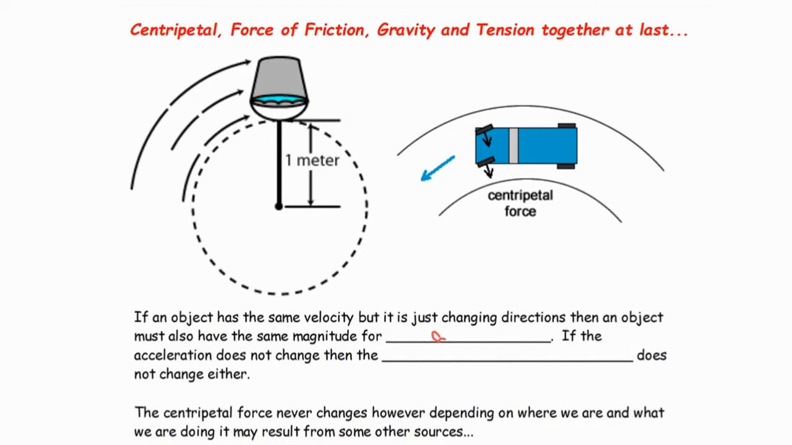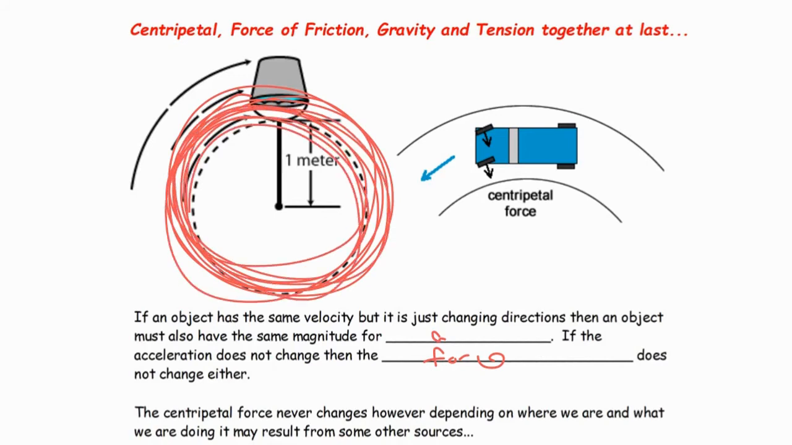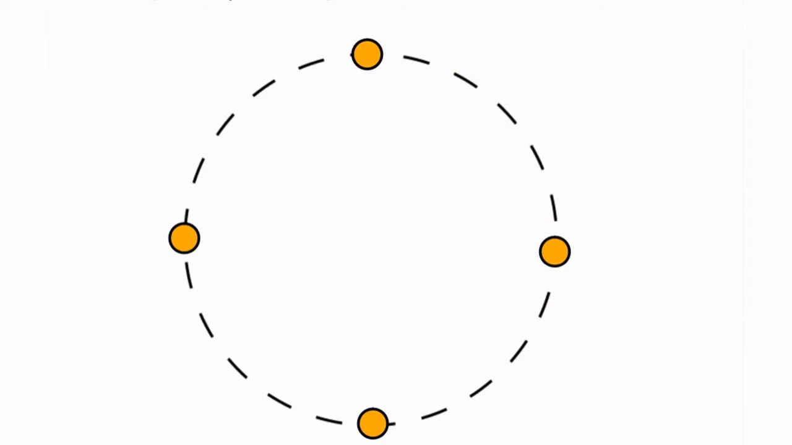If the acceleration does not change, then the force does not change either. If you think about a bucket traveling in a circle, if we have it moving at the same velocity, it has the same acceleration, the same centripetal force. However, at different points, that can be due to different sources.